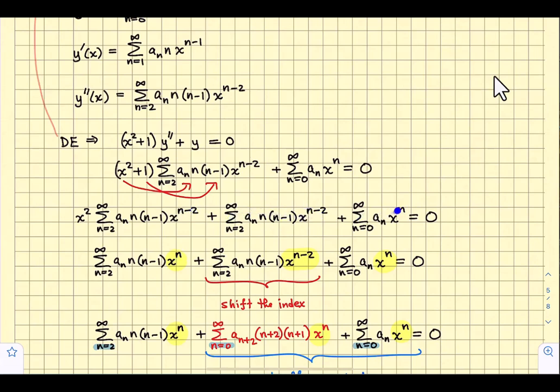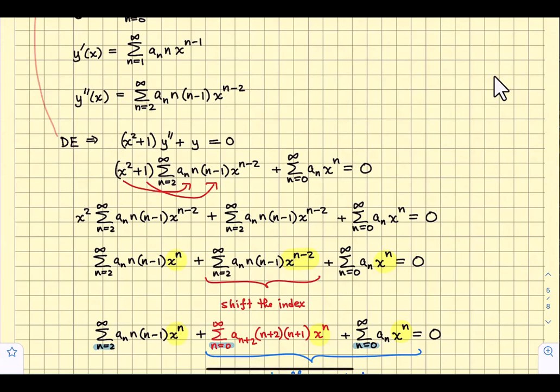So now let's take inventory. Look at the back end here. This is x to the n. This is x to the n minus 2. This is x to the n. So they don't match. We need them to match. And since these two already match, why don't we leave those alone and only shift this one? And let's shift it to make it an x to the n. And that way all three will match.